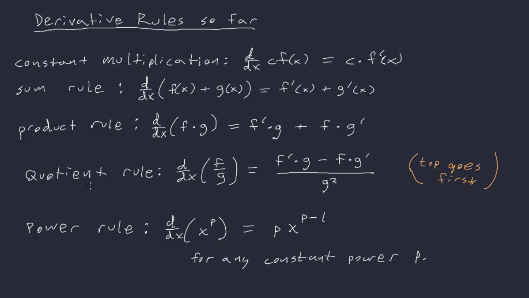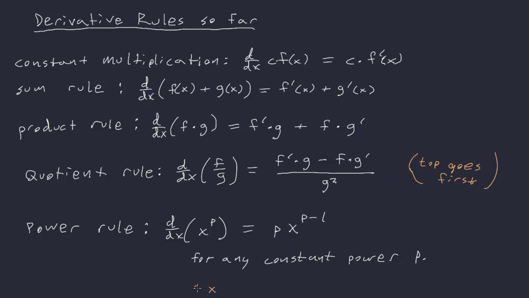Okay? And then finally, we have the power rule, which basically just says that the derivative of x to any constant power p is going to be p times x to the p minus 1. Okay, and we looked at quite a few examples to show that this is basically true for any power, fractional, positive, negative, whatever. And in fact, even if p is 0, we still get what you might expect, because that would be a constant.